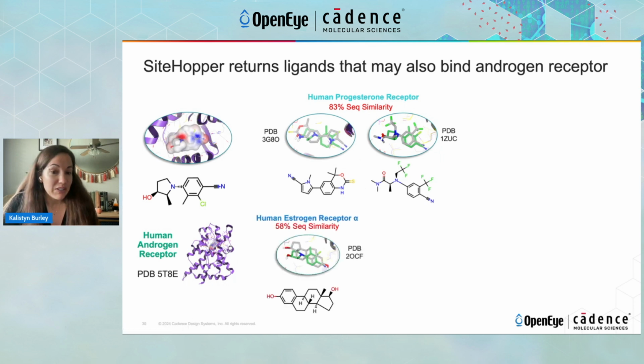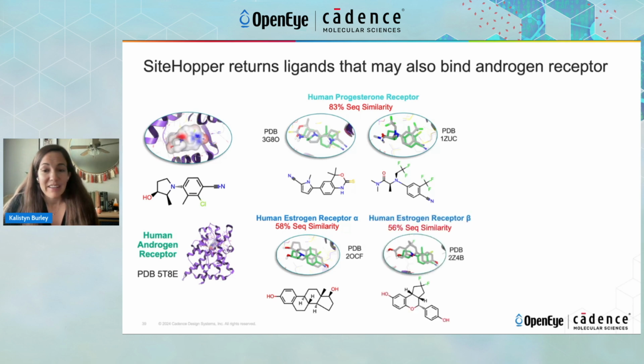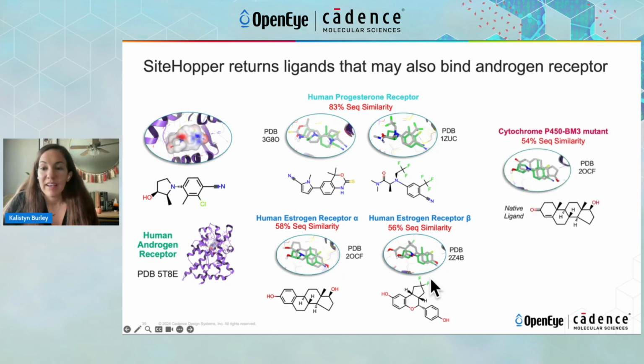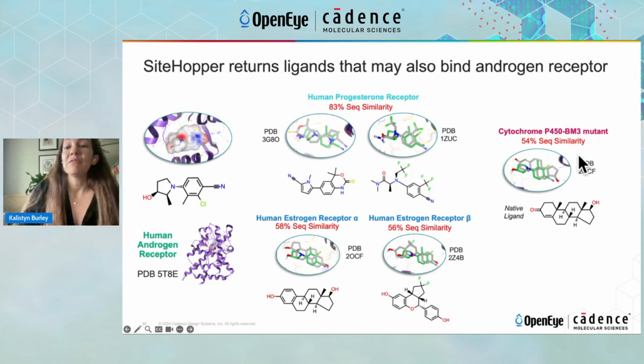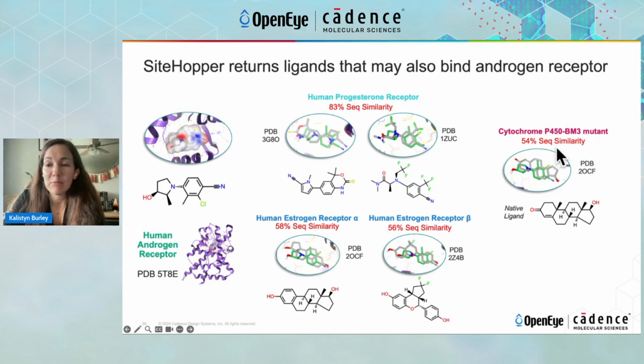We also returned the human estrogen receptor alpha and human estrogen receptor beta, and these have a bit lower sequence similarity, at 56% and 68%. We return one of the pockets where estrogen is bound, which is similar to the cognate ligand for androgen, which is testosterone. And in fact, we return the cytochrome P450 BM3 mutant, which has 54% sequence similarity, and it's bound to our query ligand here, testosterone.